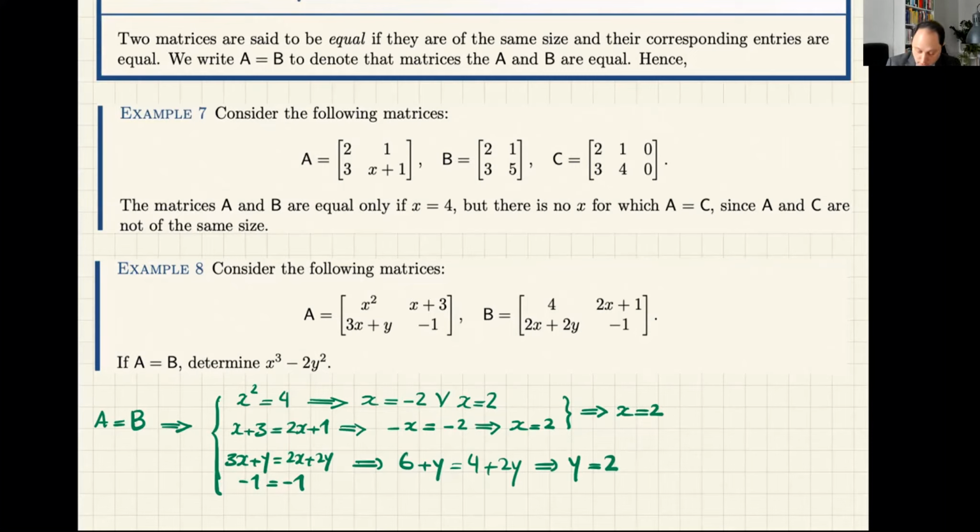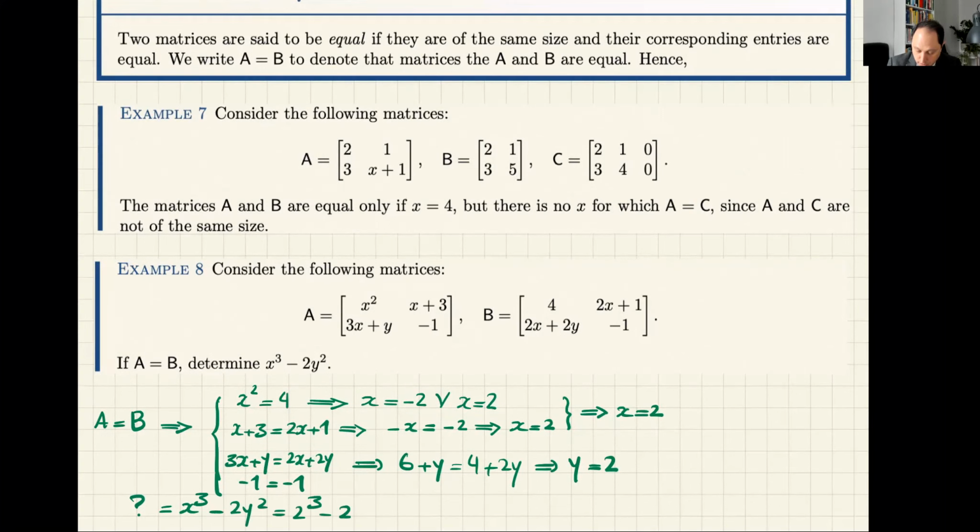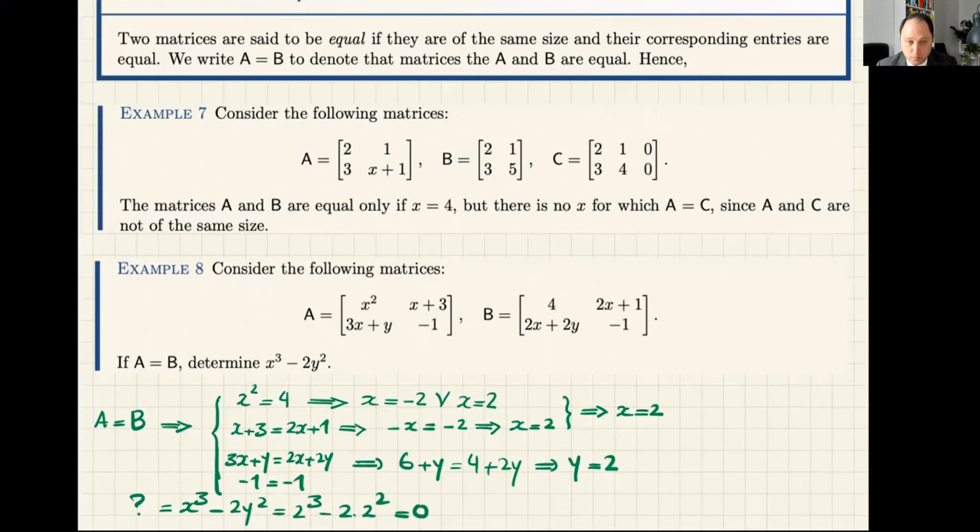Yes? So then the question mark is x to the 3 minus 2y squared, so it becomes 2 to the 3 minus 2 times 2 to the 2, which is 0. So the question mark in this case is 0. So you see that this is a very, very simple exercise. Any question?